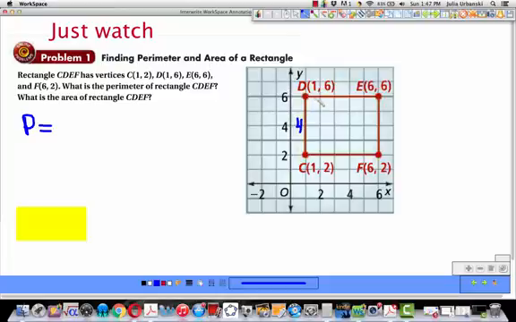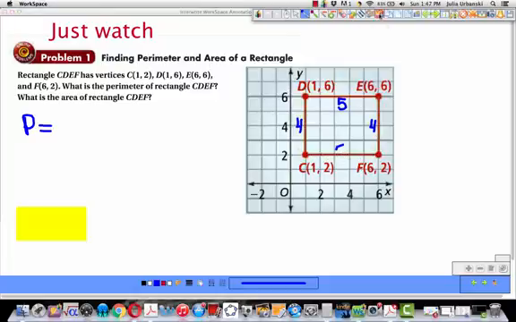This one, count the boxes. 1, 2, 3, 4, 5. That one has a length of 5. This one, you know in rectangles, opposite sides are equal. So this one should be 4 as well. 1, 2, 3, 4. And the bottom one, 1, 2, 3, 4, 5.